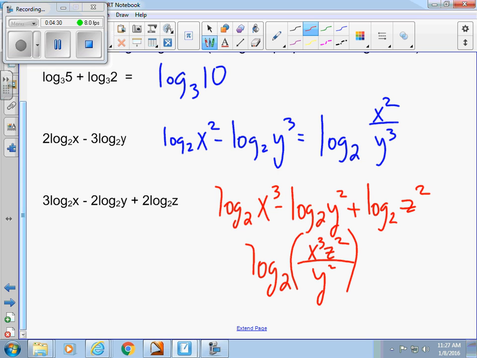Now, it would be that way if you had parentheses. You know what I mean by that. So a good rule of thumb is pay attention to the sign, right? It's actually the sign.